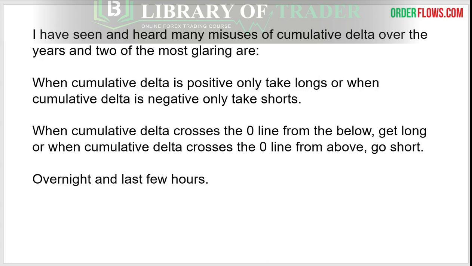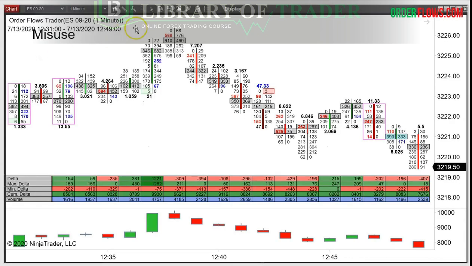And the opposite is true: if we're at a very strong positive delta, it would take an awful lot of selling to get it back down to 0. So again, don't turn it into an oscillator, and don't filter yourself out of potential trade opportunities because cumulative delta is positive or negative. Now, this is an example of what I call the misuse of cumulative delta.